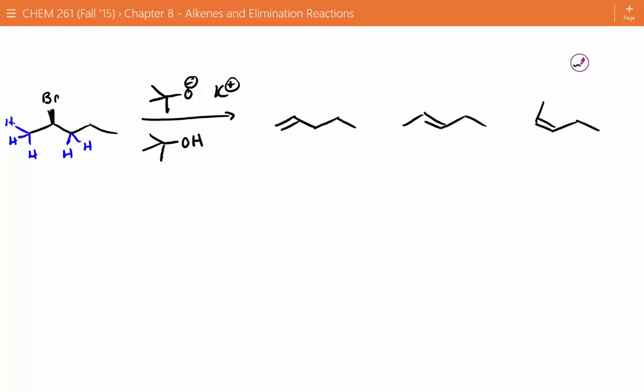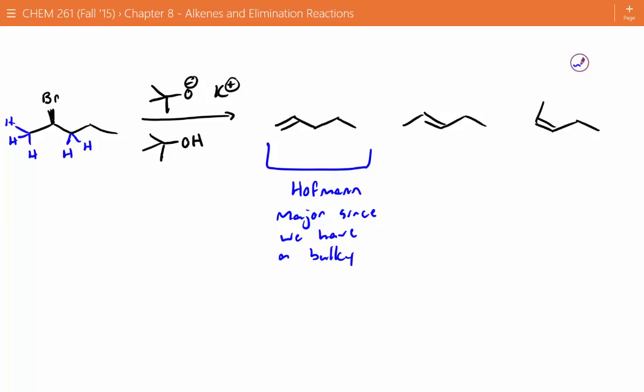This is debatable, right? With a big, bulky base that is non-nucleophilic, does that favor Zaitsev or Hofmann? Hofmann. So if we look at this, we would say, all right, this is our Hofmann product, which is major, since we have a bulky base. And then if we look at these two, we could say that these are Zaitsev, and these are going to be minor.